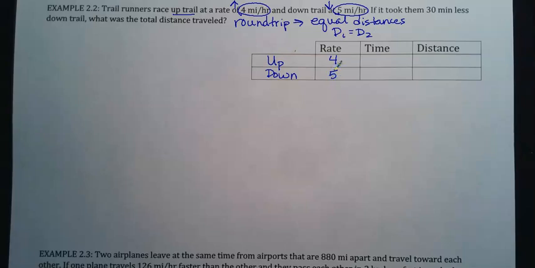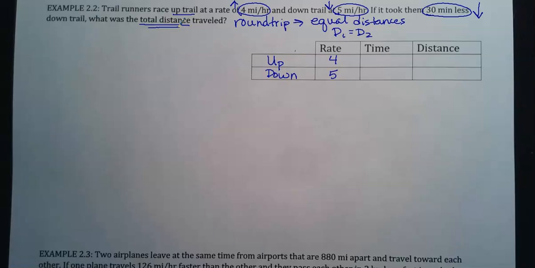Okay, if it took them 30 minutes less to go down trail, I'm going to put my arrow down here to show that it's down trail. So 30 minutes less down trail, what was the total distance traveled? Okay, so we're looking for total distance traveled as well.